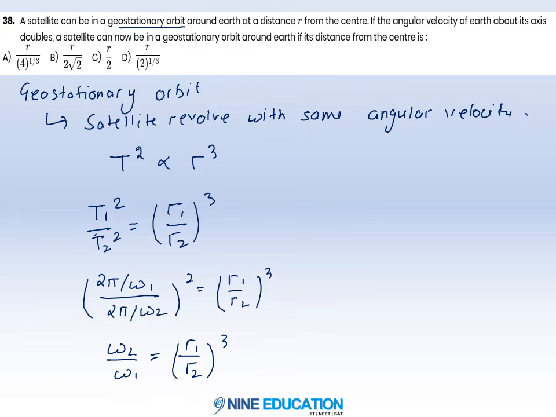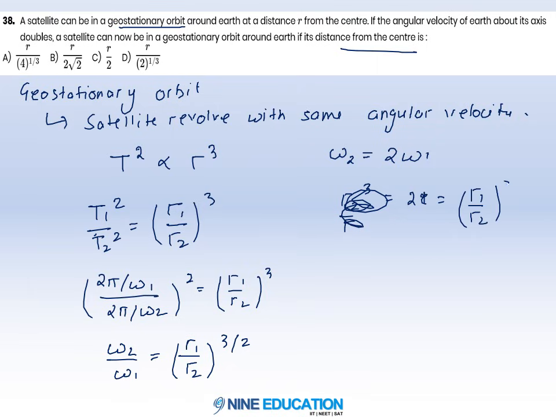Now what they are asking: if the angular velocity is twice, then the satellite can be in geostationary orbit around the earth at what distance from the center. Okay, omega 2 becomes 2 times omega 1. So what we are getting, r2 power 3 by 2, so this becomes 1 by 2 is equal to (r1 upon r2) to the power 3 by 2.